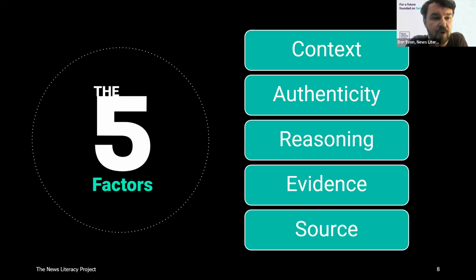We will go over all of these individually, but the point that I just want to emphasize, and I'm going to repeat it over and over again, is that these factors are really designed to just help spur critical thinking. We want you to consider the context. We want you to ask if something's authentic or not, if it's based on solid reasoning. We want you to take time to examine the evidence and to consider the source.